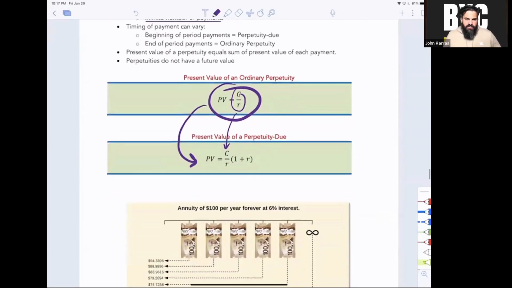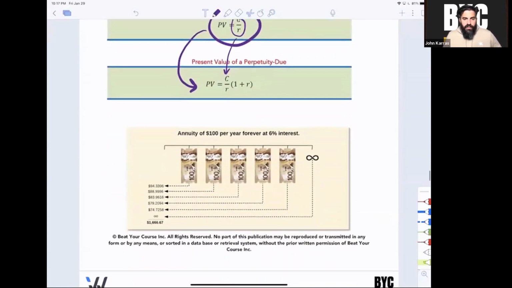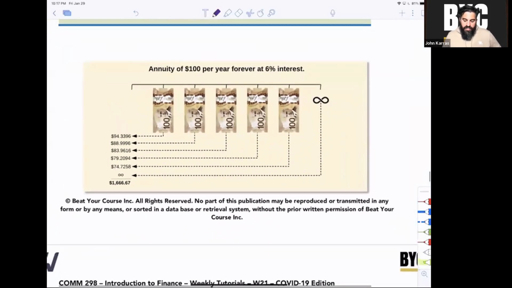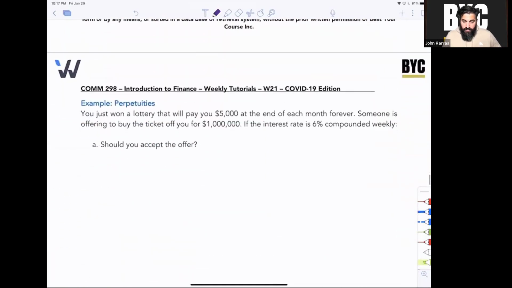Now, although it may seem a little hard to wrap your heads around, we are able to find the present value of something that goes on forever. Here you have an example of it. $100 a year forever at 6% interest is worth $1,666.67 today. So let's do an example.